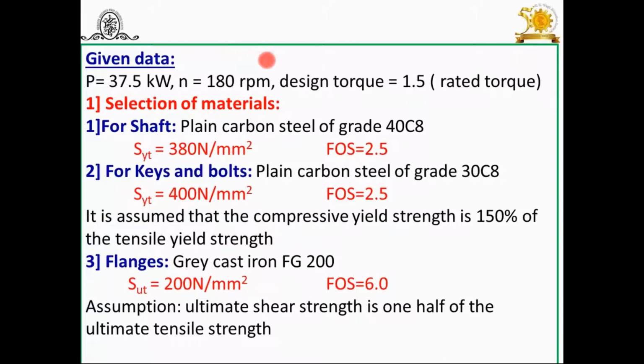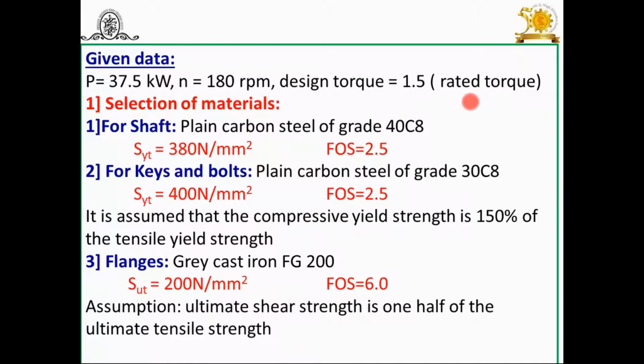You know the relation, power is equal to 2 pi N Mt upon 60. By using this expression, what you will get? Mt, that is the torque transmitted, and this is the rated torque. This torque multiplied by 1.5, you will get the design torque. And we are going to use this design torque or tau maximum in our design of the different parts.